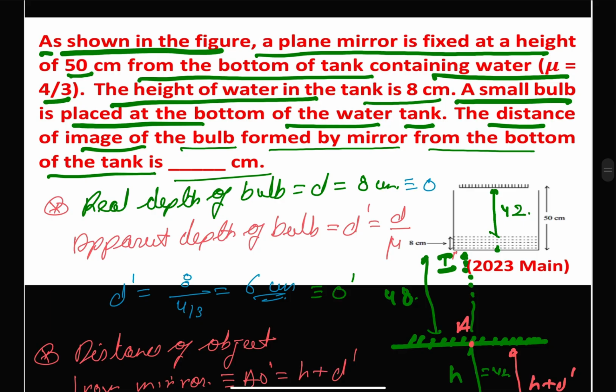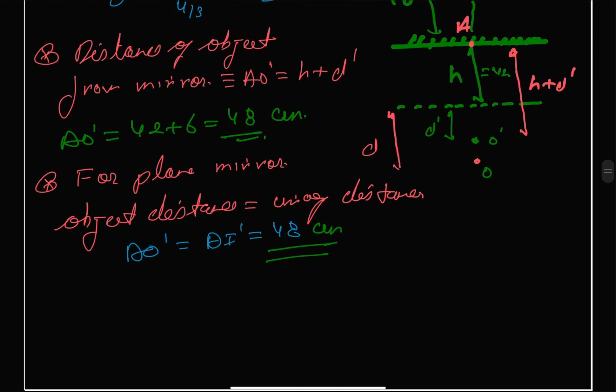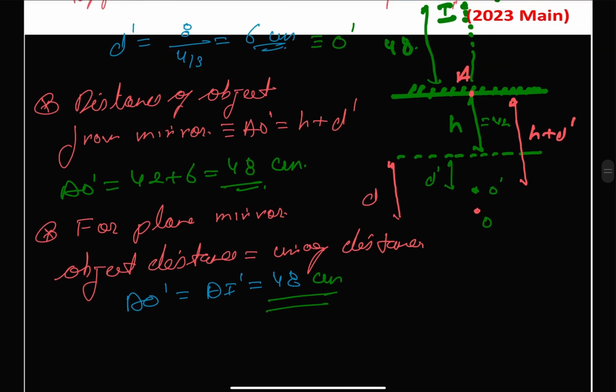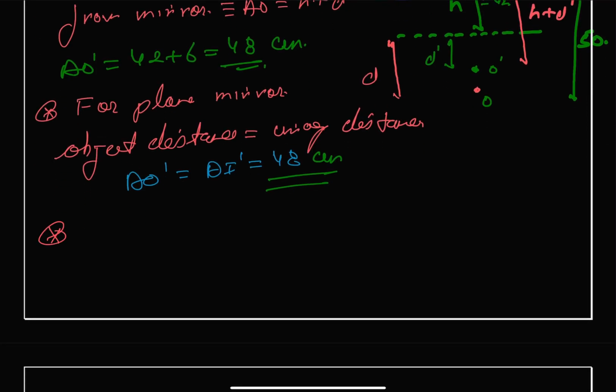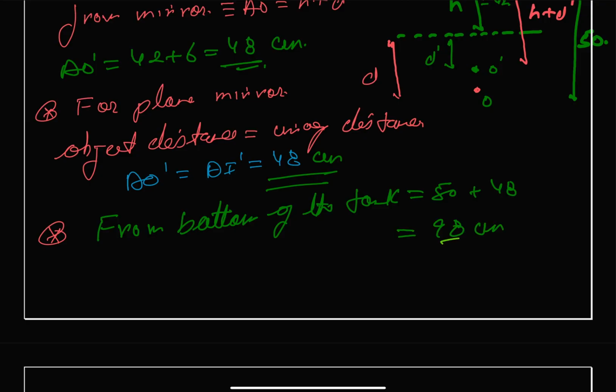So from the bottom of the tank, the total will be equal to this. We have 48, and from the bottom of the tank, this total distance is given to us as 50. So we need to find out from the bottom of the tank. So that will be equal to 50 plus 48, which is equal to 98 centimeters.